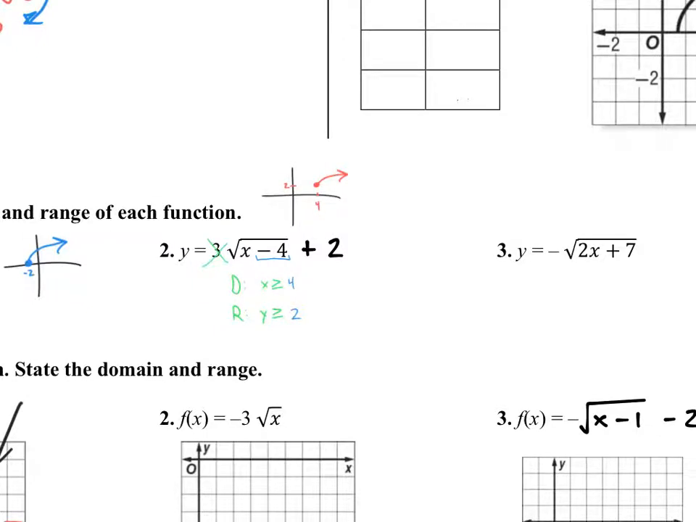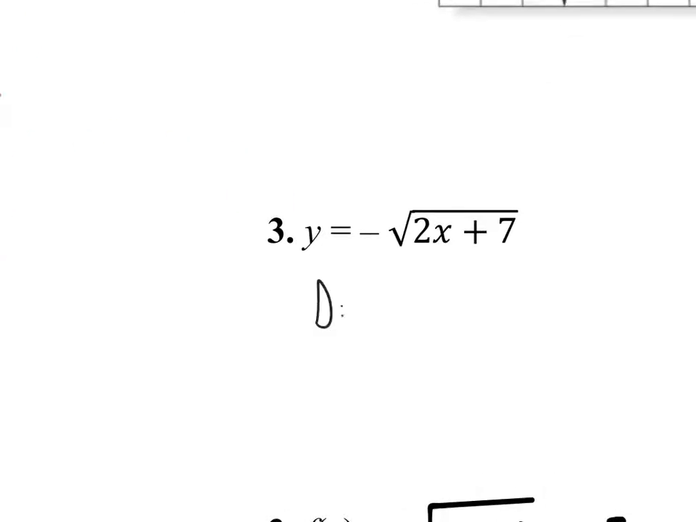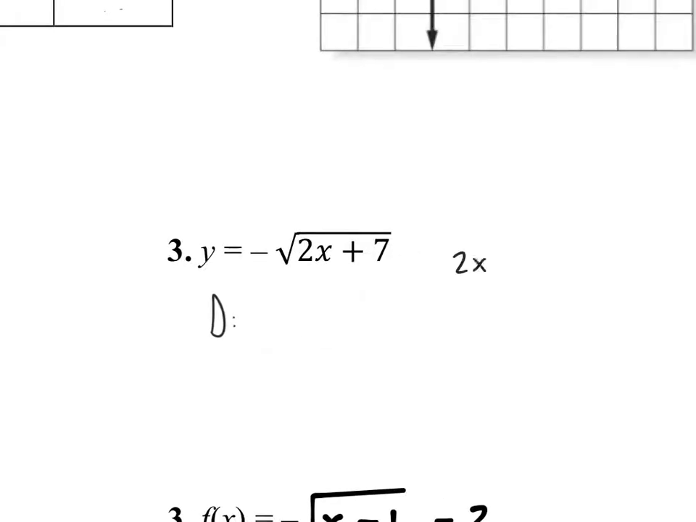Number 3 is a little tricky. To determine the domain, you'd actually need to do the inequality concept again, where everything underneath the square root must be greater than or equal to 0. So when I subtract by 7 and divide by 2, we'll get that our domain is x is greater than or equal to negative 7 over 2. That's where that one would start.